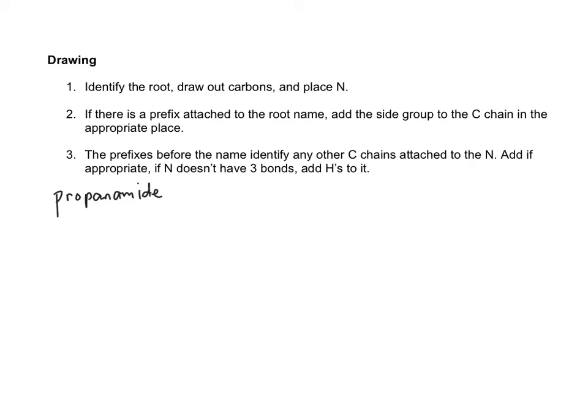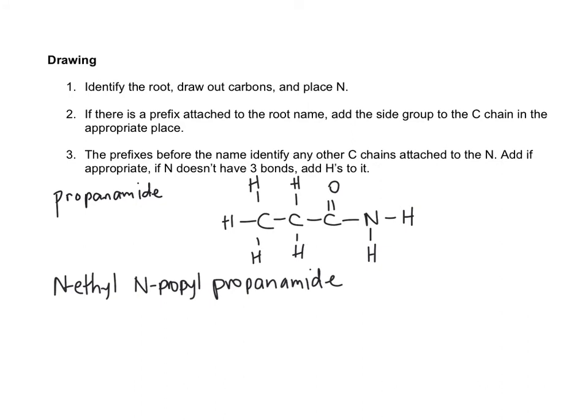So the structure propanamide. So that tells us that there's a carbon chain that is 3 carbons long because of the prop. So 1, 2, 3. There's our carbonyl group. There's our nitrogen. So because there's no other group, there's no N anything, we know that these 2 bonds on nitrogen are only to hydrogens. So here is propanamide.